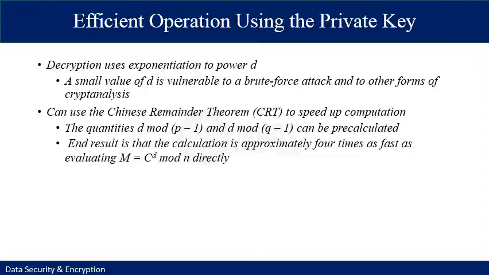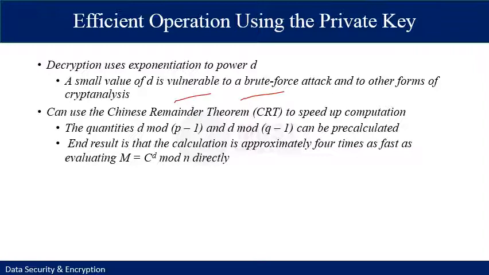So as stated, we cannot similarly choose a small value of E, and we also cannot choose a small value for D for efficient operations. Decryption also uses exponentiation to the power D, and a small value of D is again vulnerable to brute force attacks and other forms of cryptanalysis. So you can use the Chinese remainder theorem to speed up the computation.